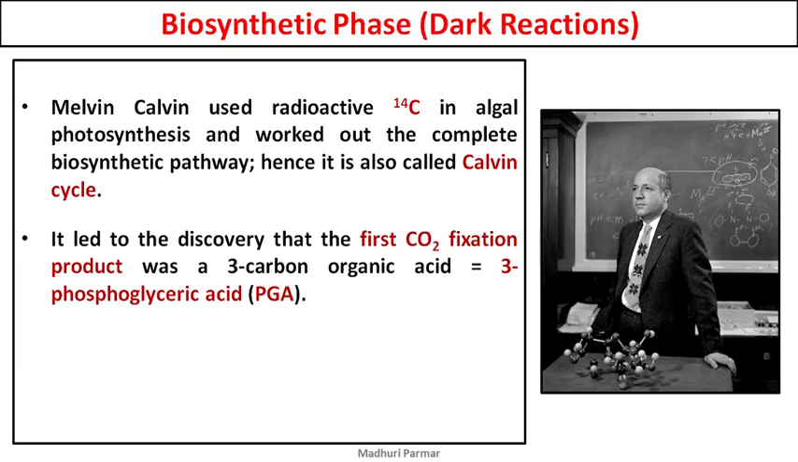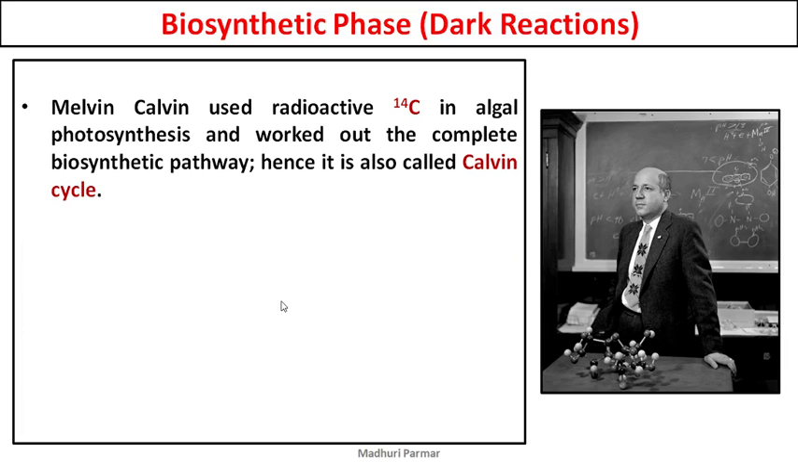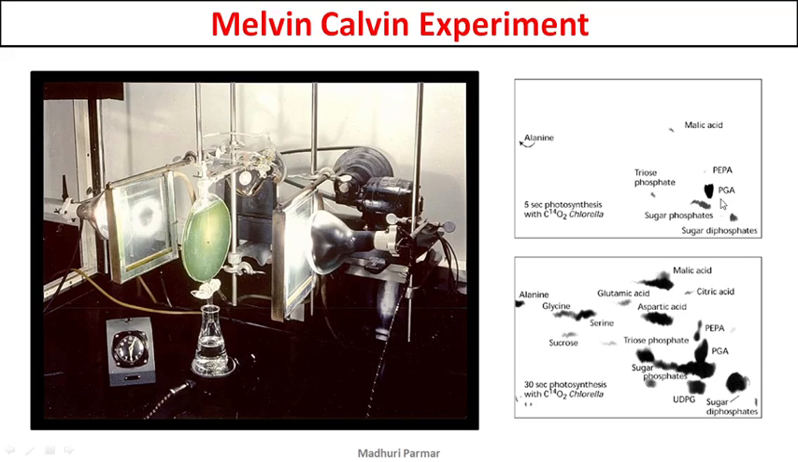Clear? So he found out that the first product of carbon fixation, that is the first time when carbon dioxide from the atmosphere is added to some other organic compound, that first organic compound was nothing but a 3 carbon organic acid. It had 3 carbons, it was an organic acid. The name here is 3 phosphoglyceric acid, PGA, which we saw here. See, this is PGA.